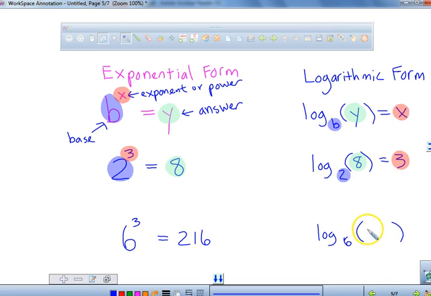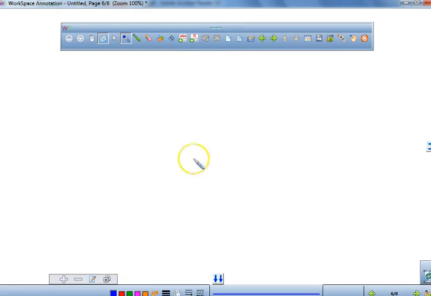Then that would be 216. What does that equal? Equal to... very good. Okay. Now this is how you change from exponential form to logarithmic form. Now we're going to go backwards. This is even easier, personally, I think. All right, here we go.